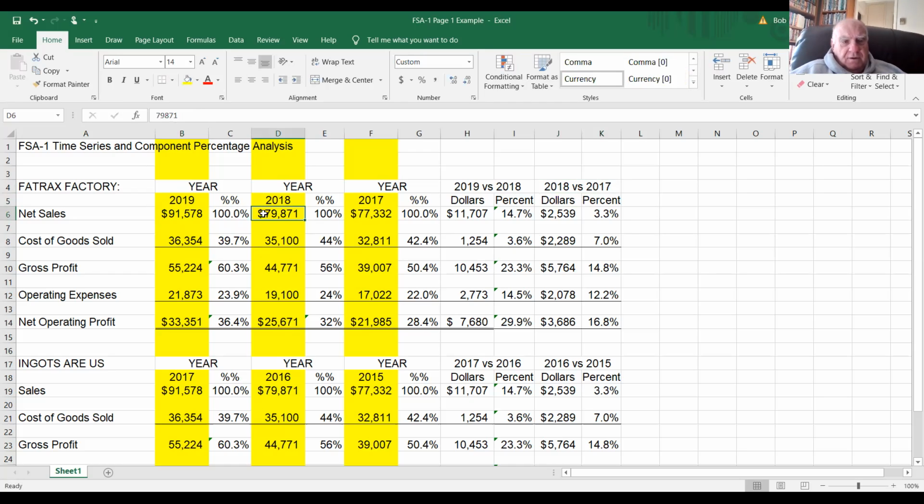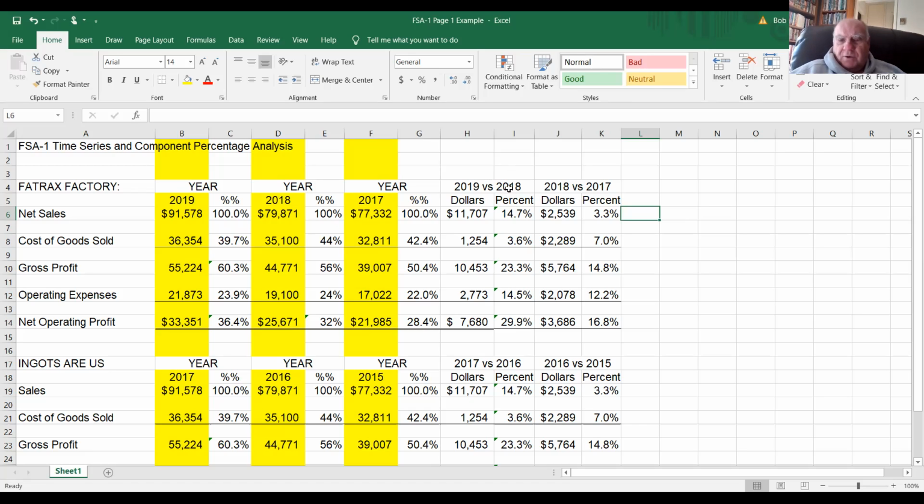So what are we talking about? Hint, always start with the current year. Always, always, always. Current year minus prior year, 91,578 minus 79,871 equals 11,707, okay? That's how we got that 11,707. And we do that with all of these, 36,354 minus 3,500. You will get that, and then you will get percentages.